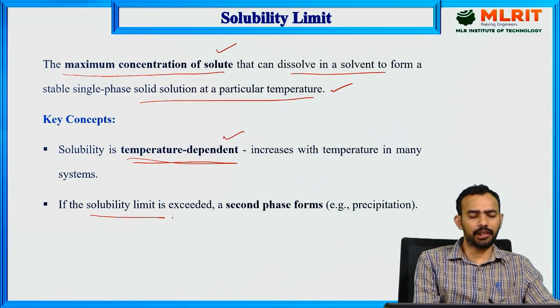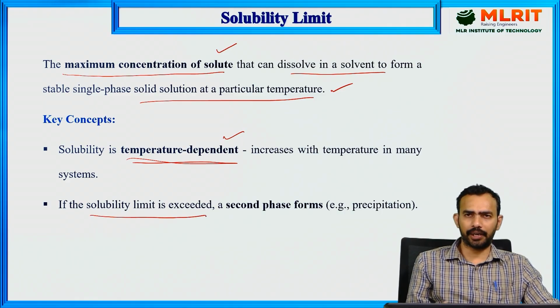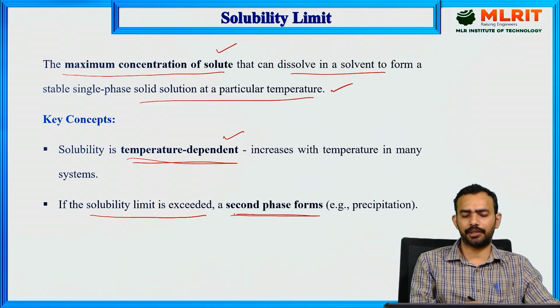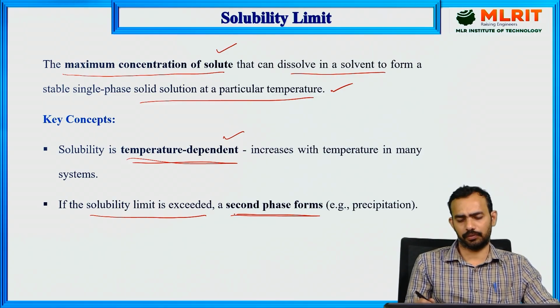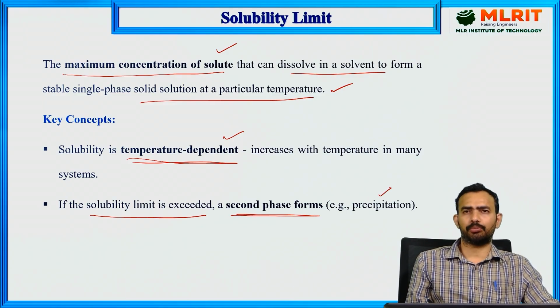If the solubility limit is exceeded, you can expect a second phase to form in the system, which can sometimes be considered precipitation, which is considered a defect. But these precipitates can also be an advantage. If you can control these precipitations in the material, we can improve the properties also, and we have seen this in the strengthening mechanisms, right? So once the solubility limit exceeds its threshold, there is a chance that a second phase will form.